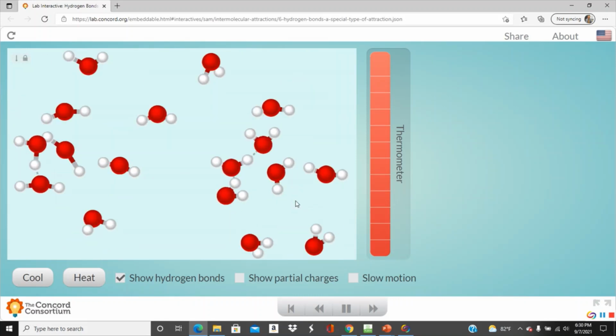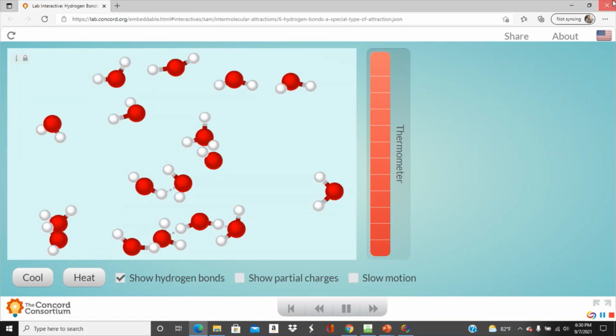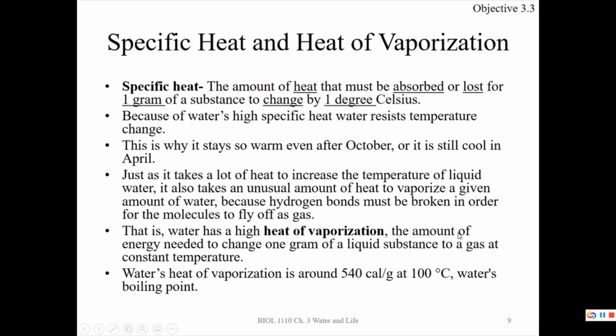Something that we need to understand here: specific heat, what is this? This is how much heat must I absorb for 1 gram to change 1 degree Celsius. How much thermal energy needs to be absorbed or even lost to change 1 gram by 1 degree. Now, water has a very high specific heat. Because of this, it resists temperature changes.